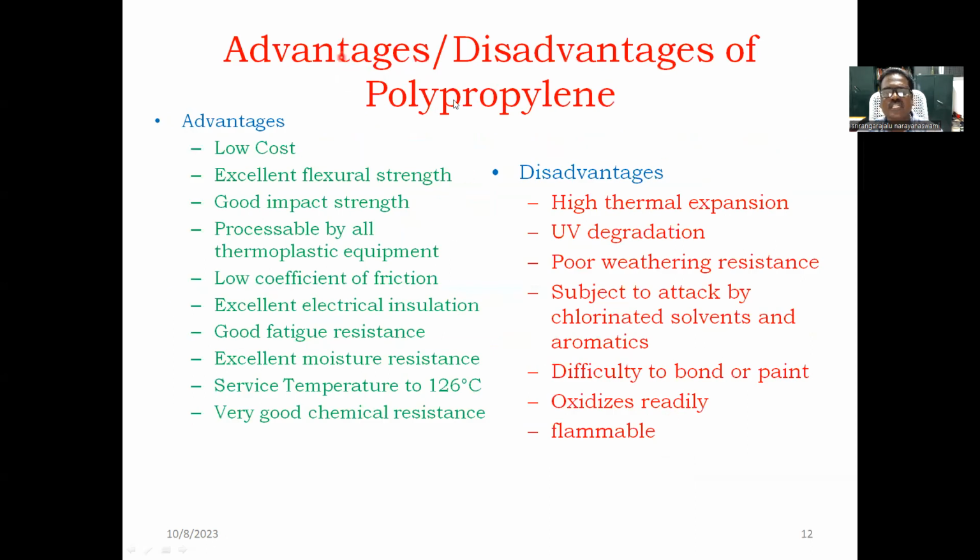The advantages and disadvantages of polypropylene. Advantages: low cost, excellent flexural strength, good impact strength, processable by all thermoplastic equipment, low coefficient of friction, excellent electrical insulation, good fatigue resistance, excellent moisture resistance, service temperature up to 126 degrees centigrade, and very good chemical resistance. Disadvantages: high thermal expansion, UV degradation, poor weathering resistance, subject to attack by fluorinated solvents and aromatics, difficulty to bond or paint, oxidizes readily, and flammable.